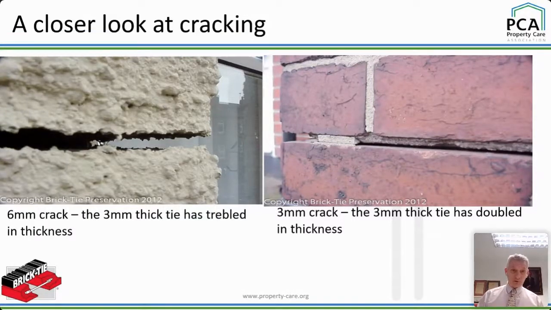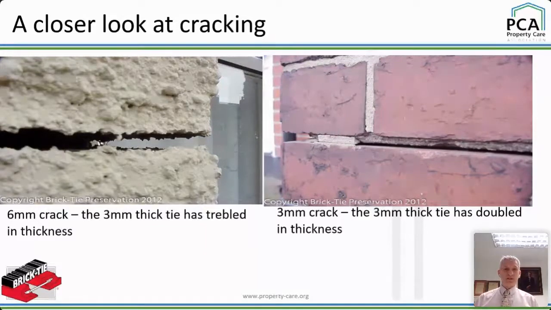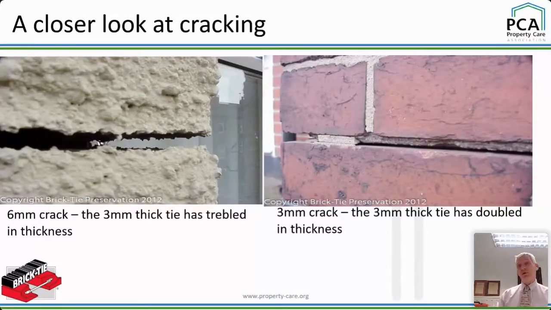So on the left, 6 mil crack, the tie was only 3 mil thick, it's trebled in thickness. On the right, 3 mil crack, it's doubled in size, that 3 mil tie. So this is not unusual. You might read about them getting 10 times bigger, etc. But in practice, there's weight on the wall. You don't often see that. Well, I've never seen it.